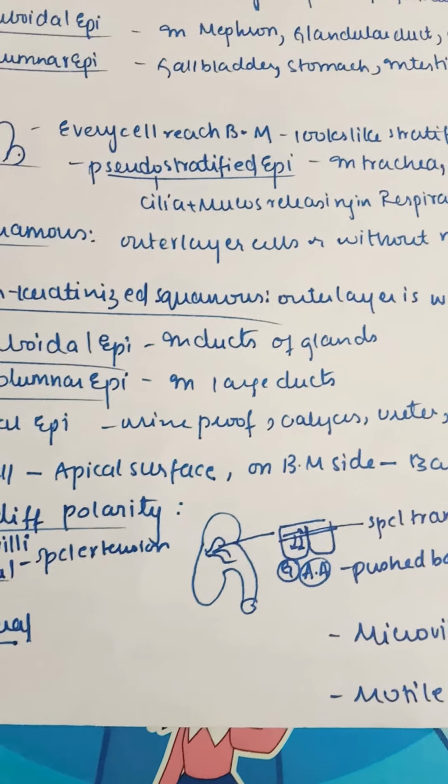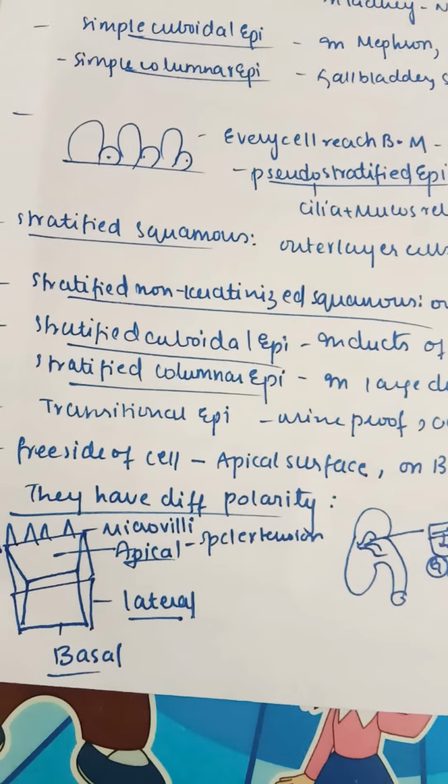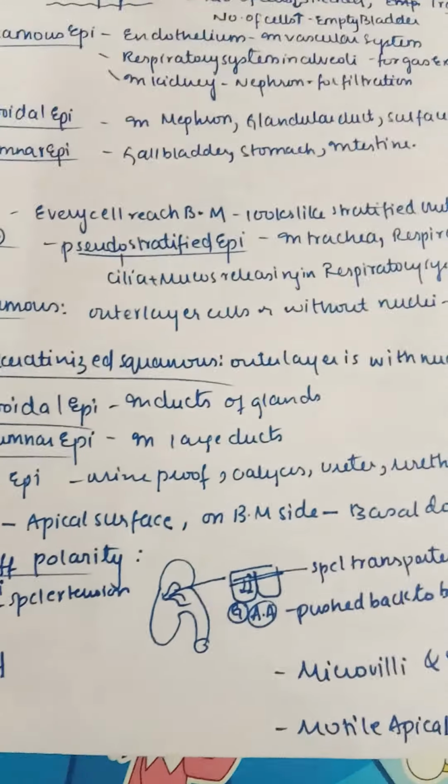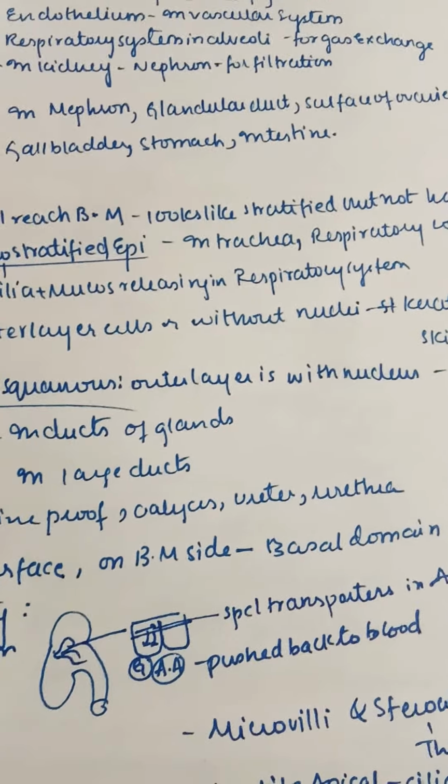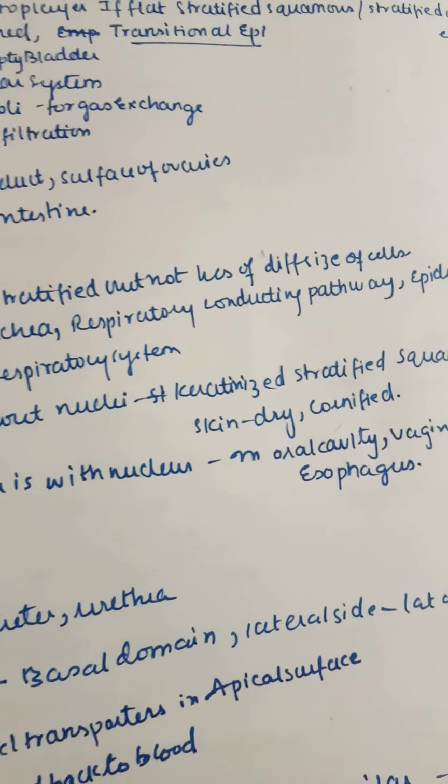The outer cells are without nuclei. So stratified squamous is further divided into two types: keratinized and non-keratinized. If the outer layers are without nuclei, it is known as stratified keratinized epithelium, and the skin is dry and cornified, mainly in the case of keratinized.